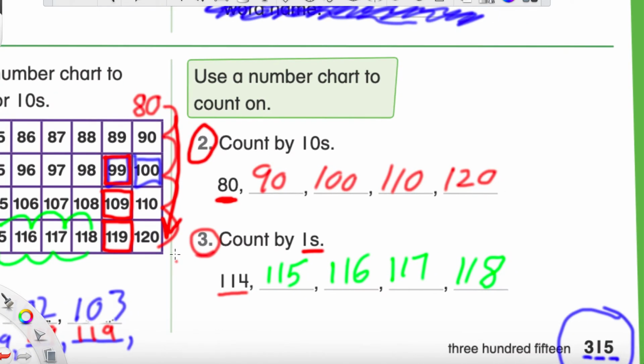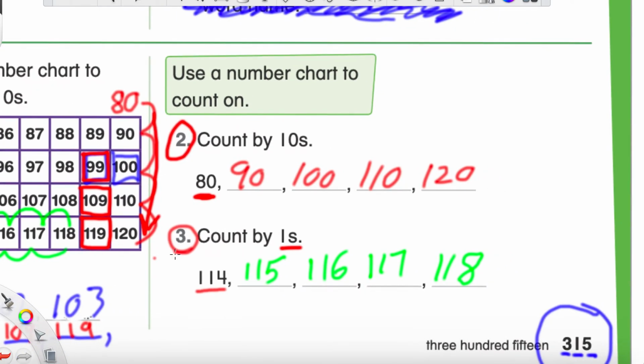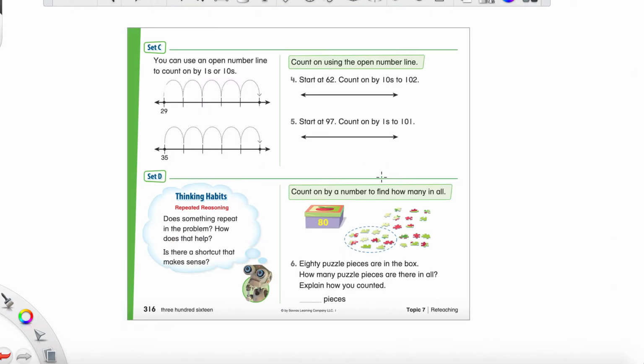All right, let's go to the next page. I believe you might have to turn your page just once. We're going to be on page 316. Let me get my page ready. All right, everyone. So here is page 316. This is what your page should look like. I'm going to circle the page number at the bottom. All right, so your page number is 316.